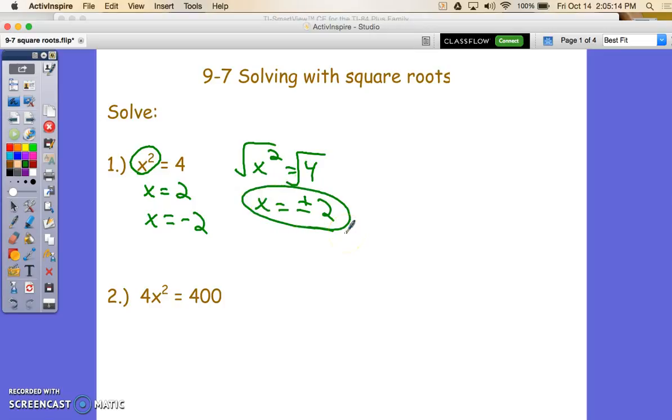So that essentially is how we're going to attack this lesson today. There's going to be a little bit of algebra involved in some problems, but plain and simple, that's how we are going to look at it.